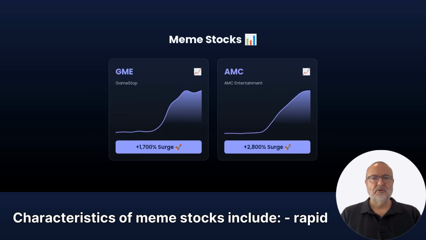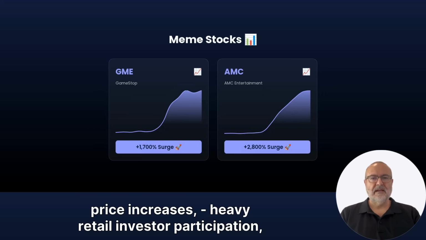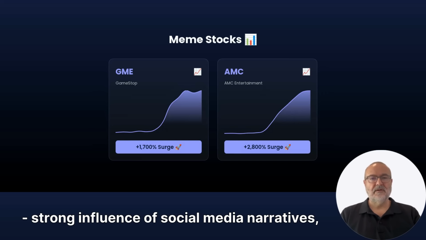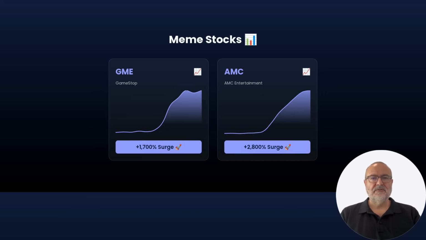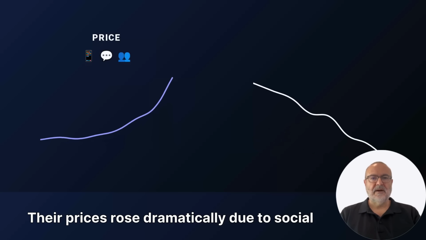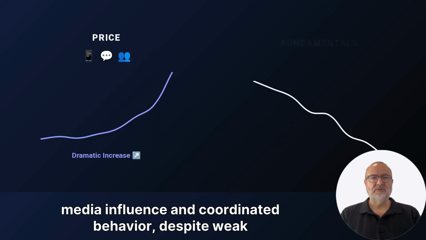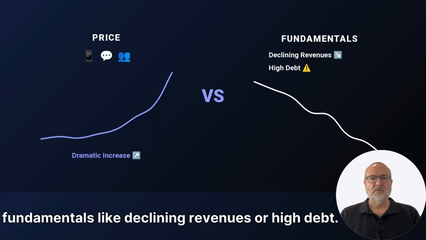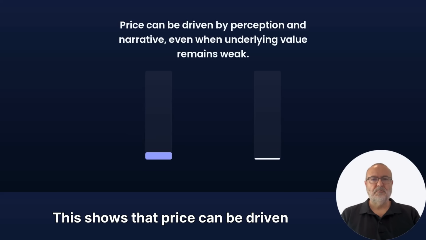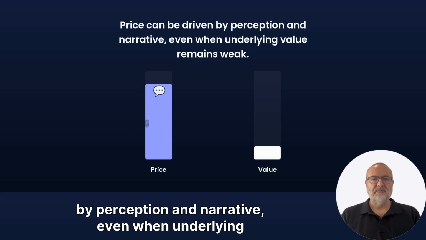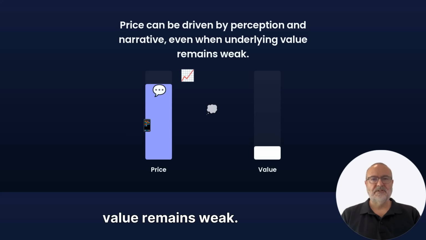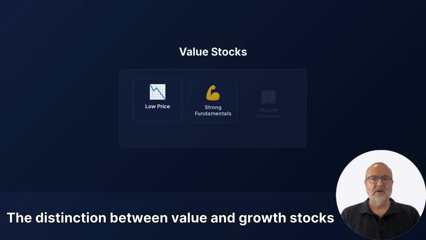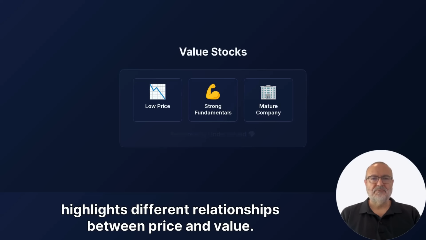Characteristics of meme stocks include rapid price increases, heavy retail investor participation, strong influence of social media narratives, and limited connection to fundamentals. Their prices rose dramatically due to social media influence and coordinated behavior, despite weak fundamentals like declining revenues or high debt. This shows that price can be driven by perception and narrative, even when underlying value remains weak.